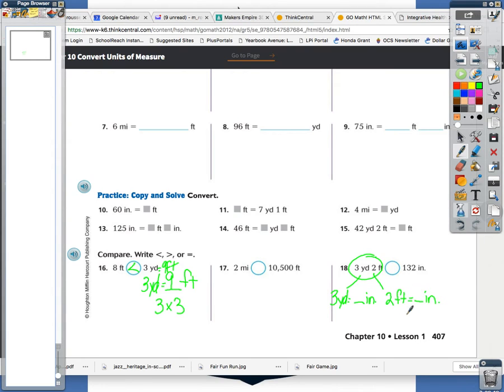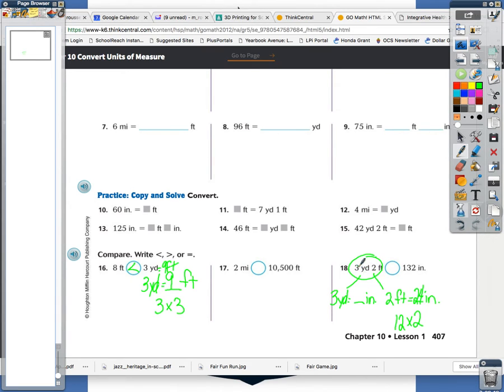If we start here, 2 feet and converting it into inches, we're going from larger to smaller, so that means to multiply. We know we're going to multiply times 2 because that's the number of feet that we have. We're going to multiply 12 times 2 because there are 12 inches in 1 foot. 12 times 2 is 24. So we know the 2 feet part of this is 24 inches.